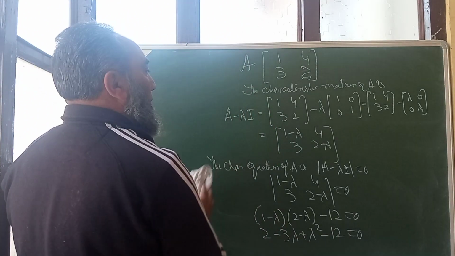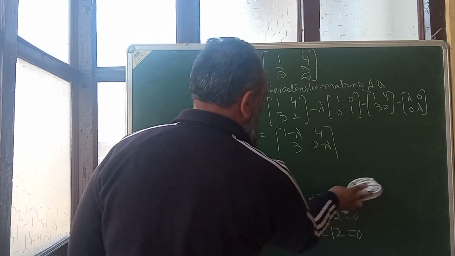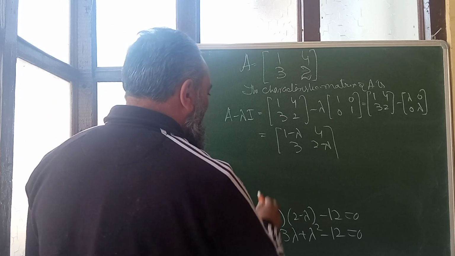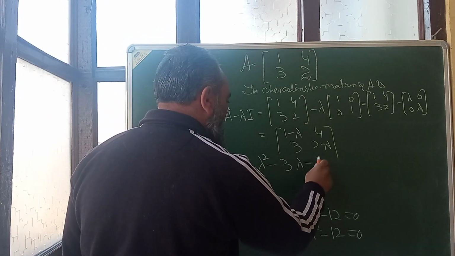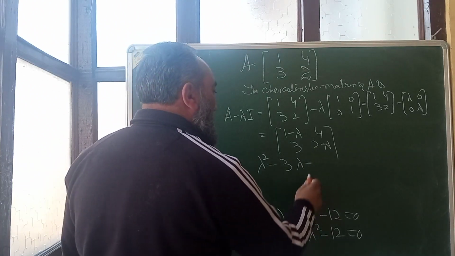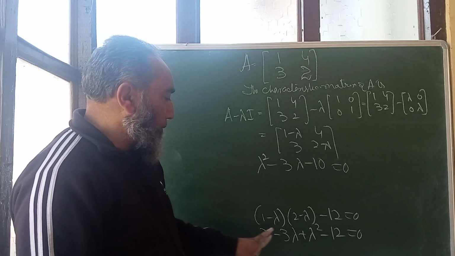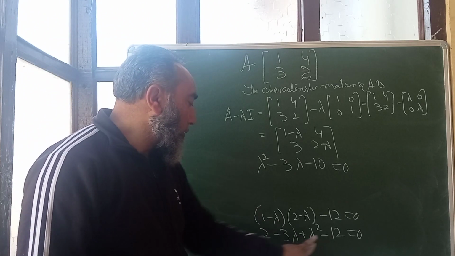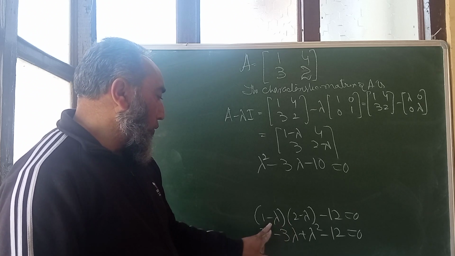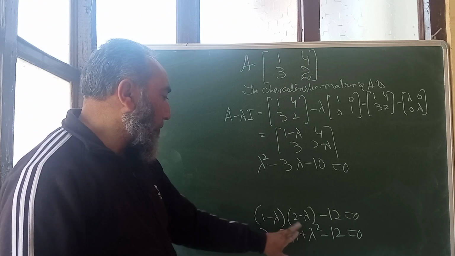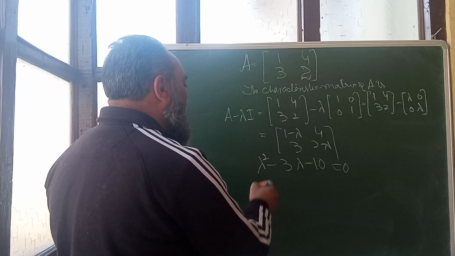Or lambda square minus 3 lambda minus 10 is equal to 0. Lambda square minus 3 lambda, minus 12 plus 2, it is minus 10. 2 minus 2 lambda minus 3 lambda and plus lambda square, it is okay. This is the characteristic equation of A.